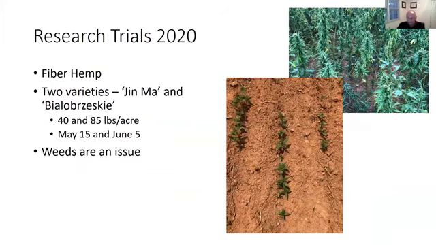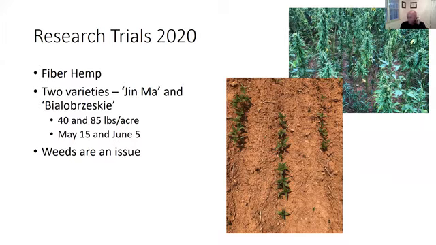So I wanted to briefly cover some of our research. I've only got about 10 minutes to do that. This year we did put out some fiber hemp trials. We did 2 varieties, Jin Ma and Bial Boreski. We did 2 planting dates, May 15th and June 5th, and we did 40 and 85 pounds an acre.